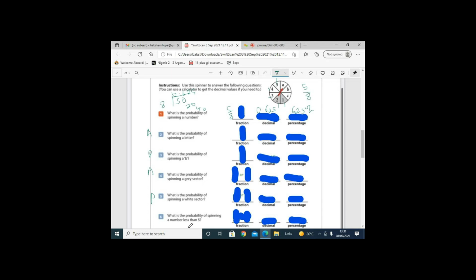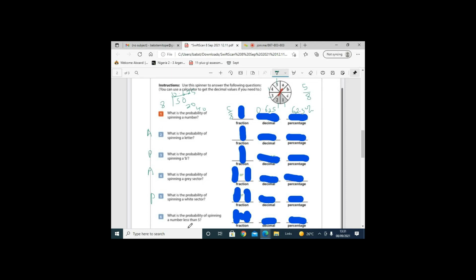Should I have it go? Yes, please. It said, my question is, what is the probability of spinning a letter, which is 3/8? Yes. So 3/8 into decimal, that's 0.375. The percentage is 37.5. Yeah, that's it. Correct. Okay.